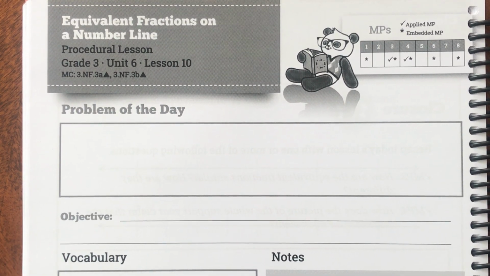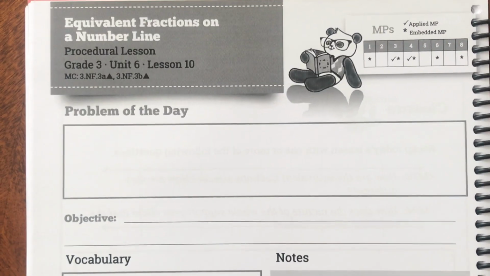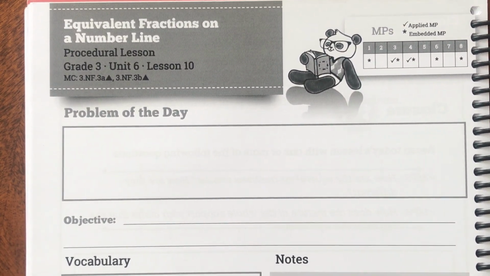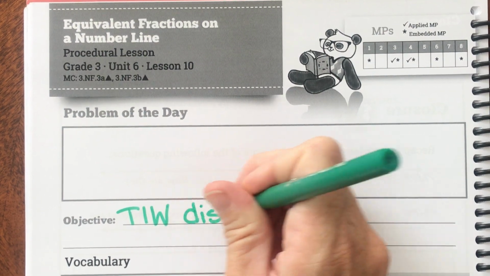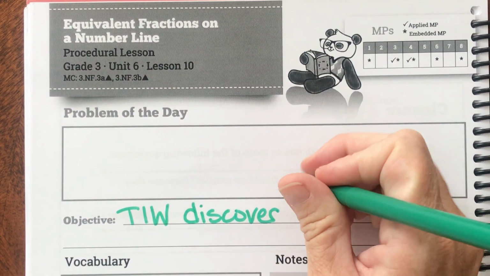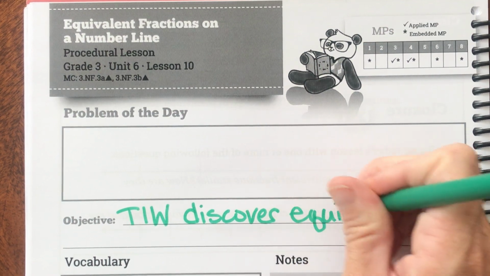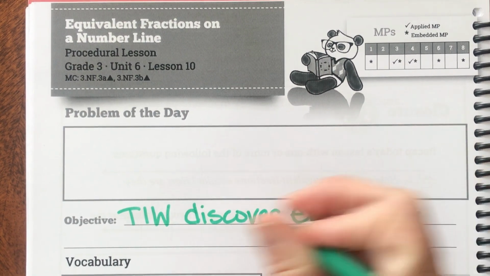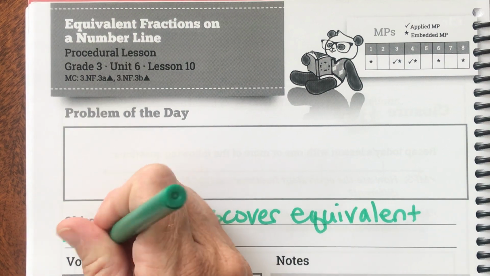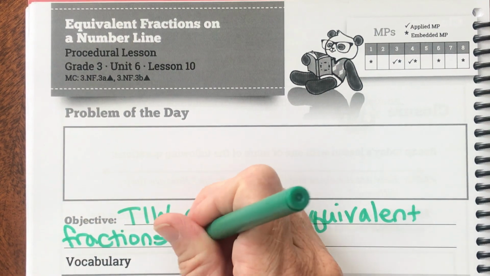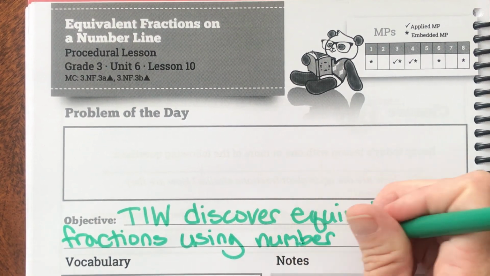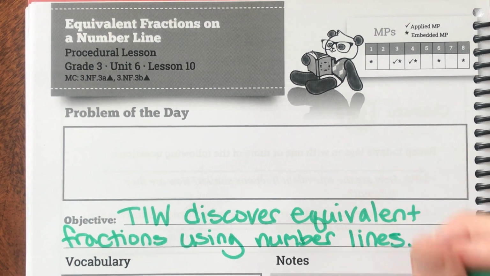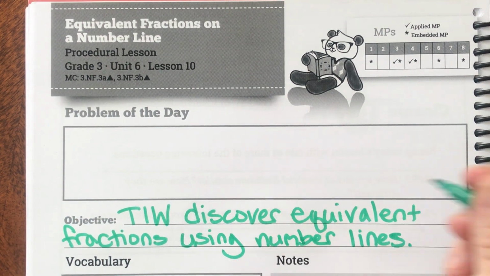Today we are on page 143 of your student journal, and our objective for the day is: today I will discover equivalent fractions using number lines. So remember, discover means we're going to find.